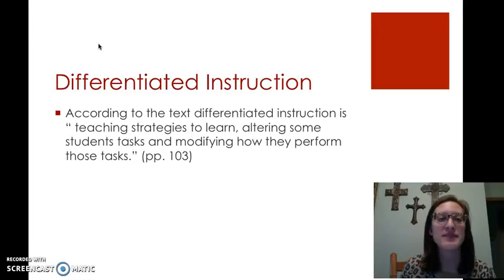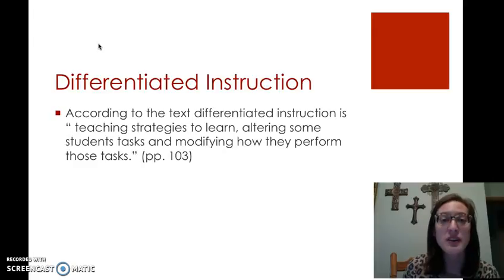Differentiated instruction. According to the text, differentiated instruction is teaching strategies to learn, altering some students' tasks and modifying how they perform those tasks, and that can be found on page 103 of the textbook. This means that teachers may have to make tests multiple choice instead of essay, or give extra time allowed for tests or quizzes for certain students that are struggling.